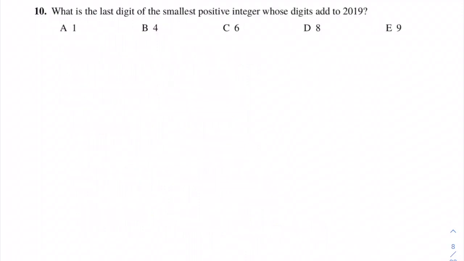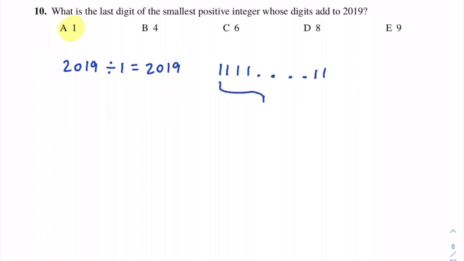Question 10 says, what is the last digit of the smallest positive integer whose digits add up to 2019? Okay, so if we look at A first, so A is saying that what would happen if the last digit was 1. If I do 2019 divided by 1, I'm obviously going to get 2019. So what I could say here is I could have a number which is just made up of digits of 1s, and there could be 2019 digits here. Okay, so this number has 2019 digits, so that's quite large.